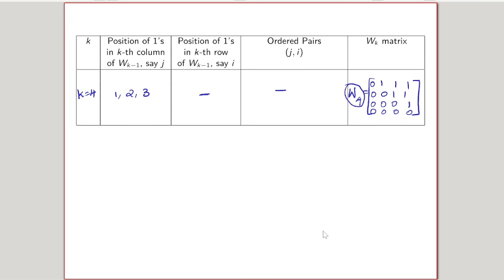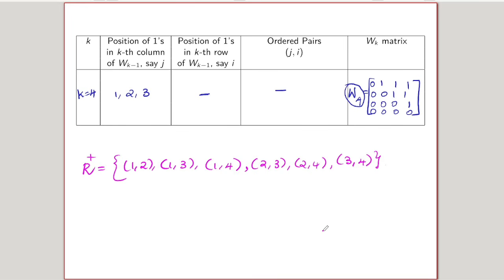Now we can write the R plus, that is transitive closure, as we know that these column places are 1 2 3 4 and row places are 1 2 3 4. Correspondingly, we have to write all the entries where we are having 1. So in first row we are having 1 at 1 comma 2, 1 comma 3, 1 comma 4, and second we are having at 2 comma 3, 2 comma 4, and third we are having 1 at 3 comma 4. So this is the required transitive closure. So Warshall's algorithm is used to find transitive closure.